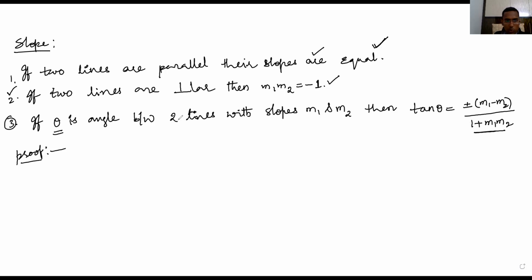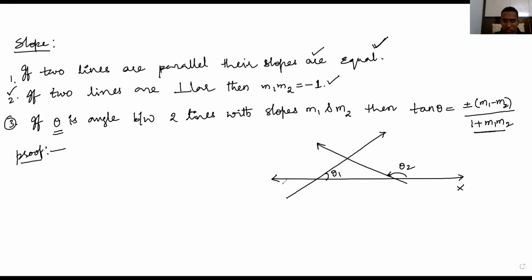We'll explain if theta is the angle between two lines. Let's say two lines are like this, and this is the x-axis. This is one line, this is another line. This line is making some angle theta 1, and this line is making some angle theta 2 with the x-axis. The angle between the two lines is theta. The slope of the first line is M1, and the slope of the second line is M2.